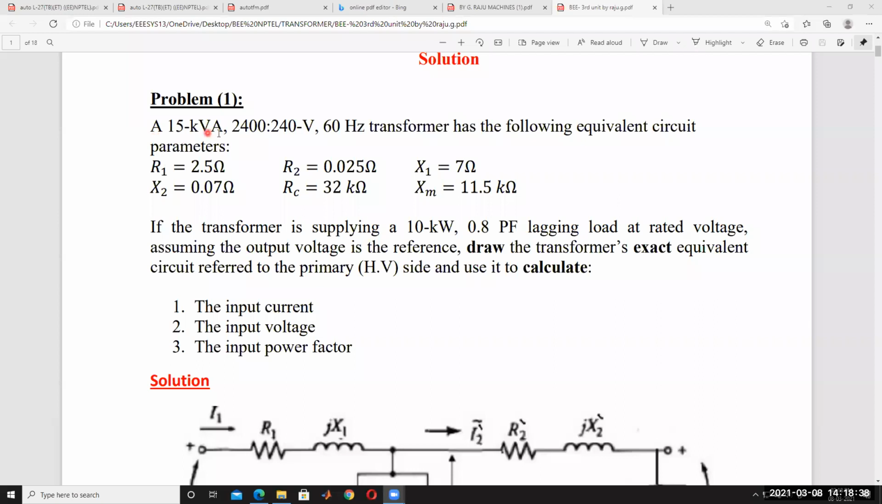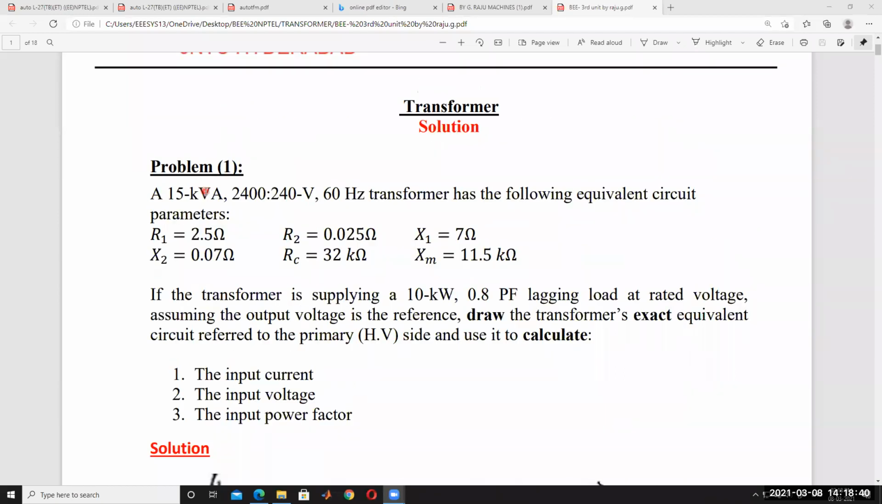So here, the rating of the transformer is 15 kVA, 2400 volts is called the primary voltage, and 240 volts is the secondary side voltage. It is a 60 Hz transformer. These are the different parameters: R1, R2, X1, X2, RC, XM. These parameters are not converted; they are the exact parameters.